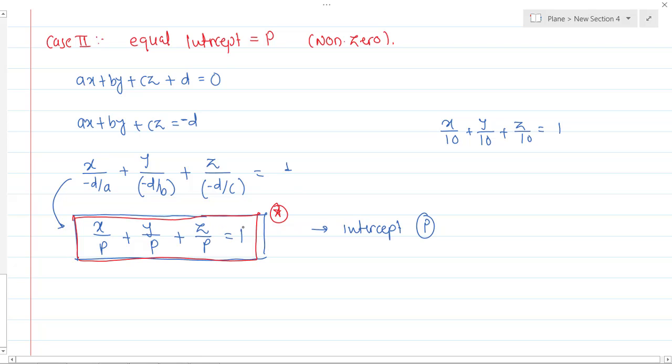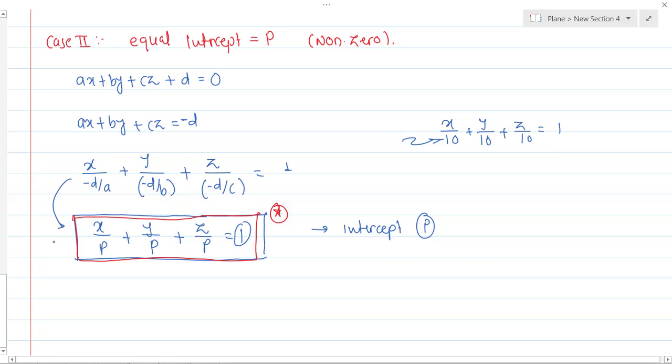Please make a note that the right hand side should always be equal to 1. Then only these constants in the denominator will be equal to the intercept made by the plane. Otherwise, if it is not equal to 1, you cannot take these directly as intercepts. Okay, very good. Now let's solve this.